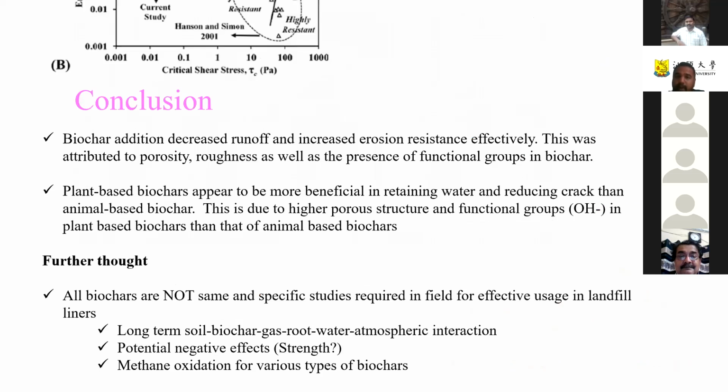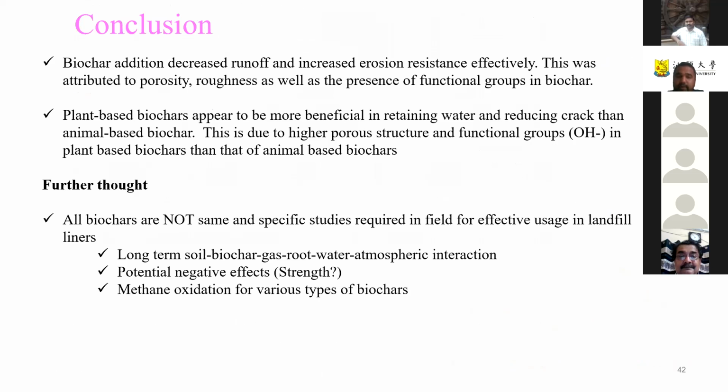So in conclusion, biochar in laboratory testing was found to have an effect on reduction in erosion, and this was due to its porosity, roughness, and presence of functional groups. Plant-based biochars seem to be more beneficial than animal-based biochars. But as I said, in the field, since there are multiple processes happening, and simultaneous drying and wetting taking place, we need to investigate the potential of this material in the field if we have to promote it.